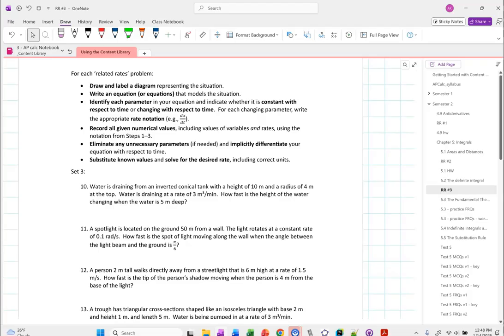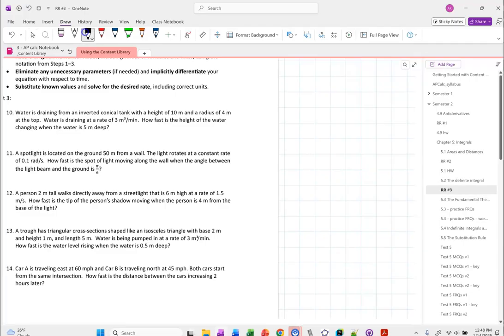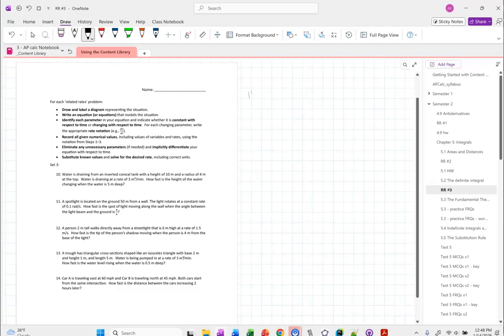Anthony? Number 11. Yeah. So I think my wording was part of the problem on this. So it says a spotlight is located on the ground 50 meters from the wall. The light rotates at a constant rate of 0.1 radian per second. How fast is the spot of light moving along the wall when the angle between the light beam and the ground is pi over 6?